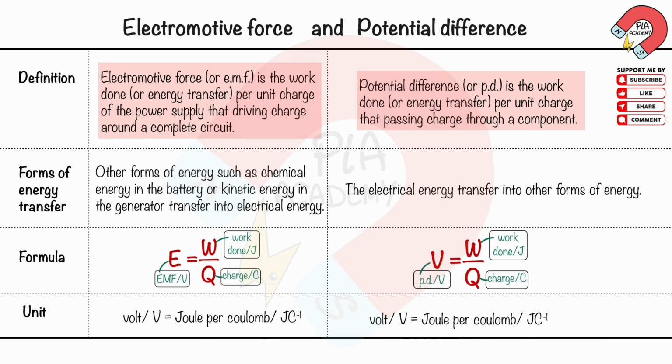The EMF and PD are measured in volt, and 1 volt is equivalent to 1 joule per coulomb.